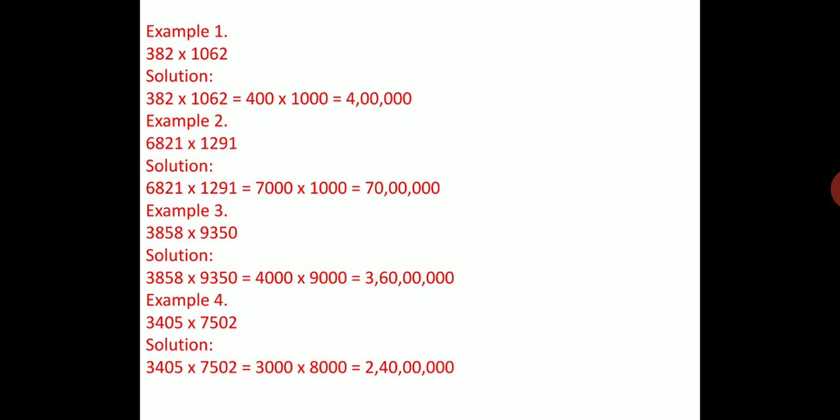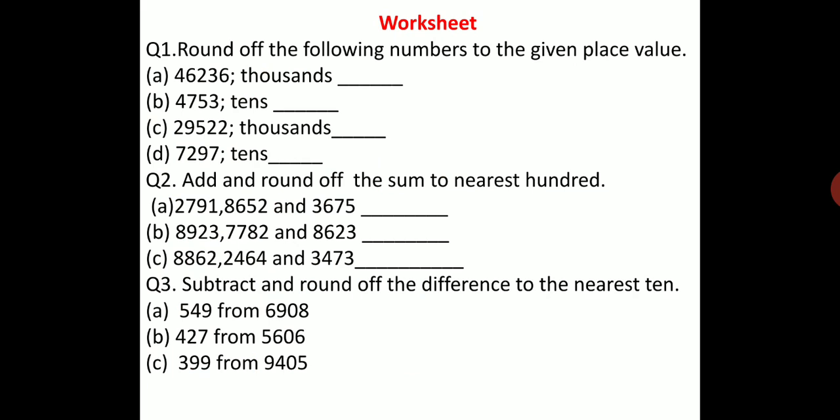Now next you can see the next example number 4. It is given 3405, so I'll round up to 1000, so the answer comes 3000, and here 7850 rounding up to 1000 is 8000, and the answer comes here, the answer is 2 crore 40 lakhs. Now it is very easy to understand in this slide. Come on the next slide, here is the worksheet I gave on the basis of what I discussed with you. It is very easy.